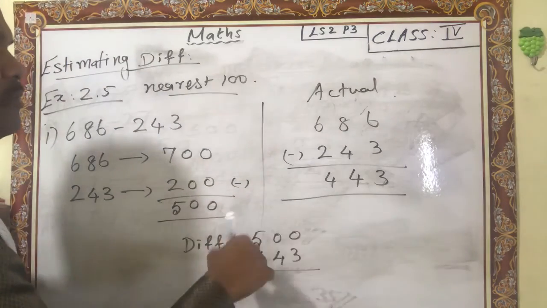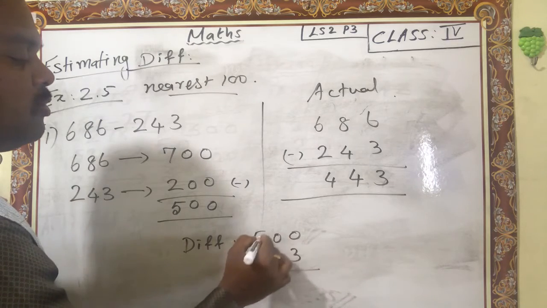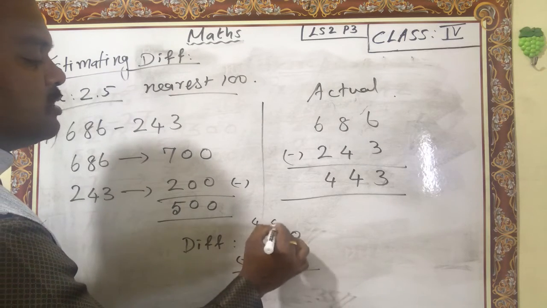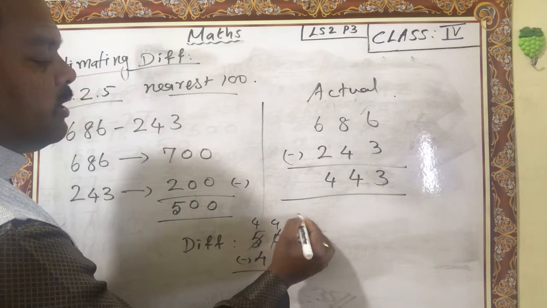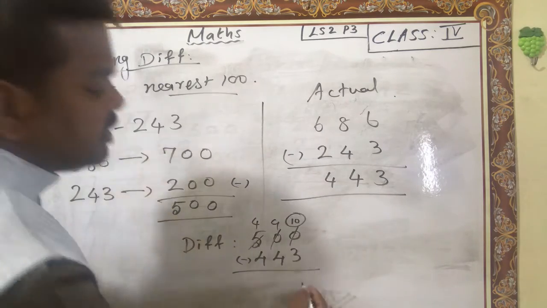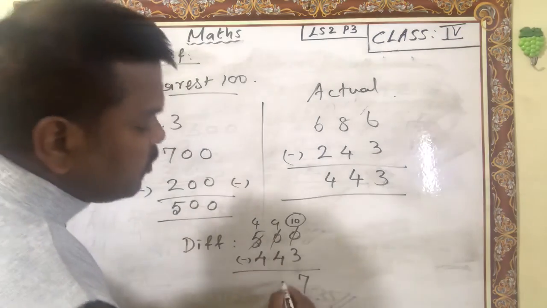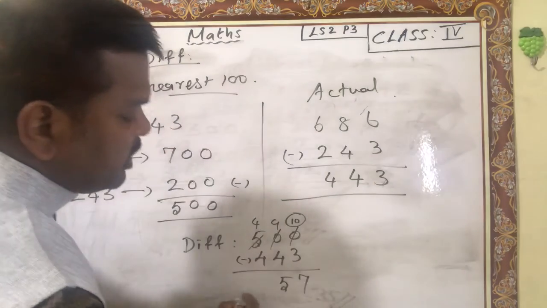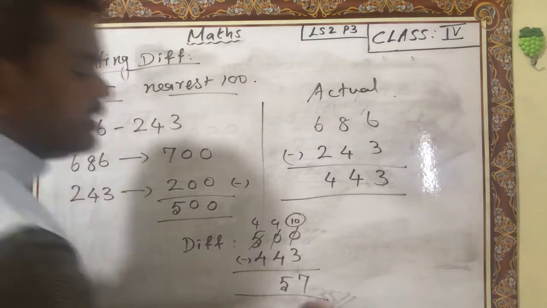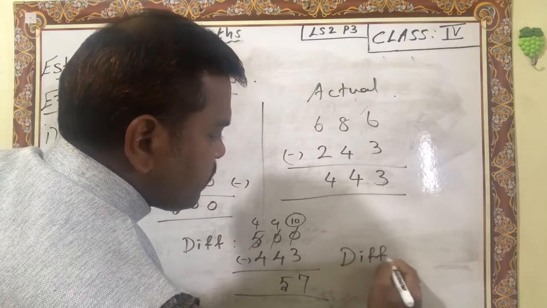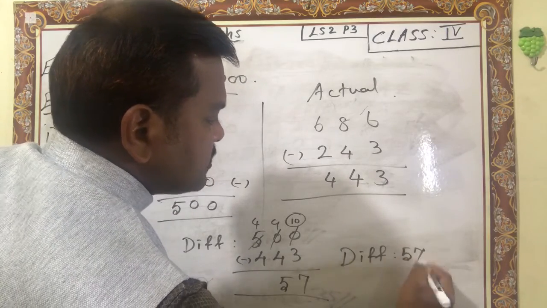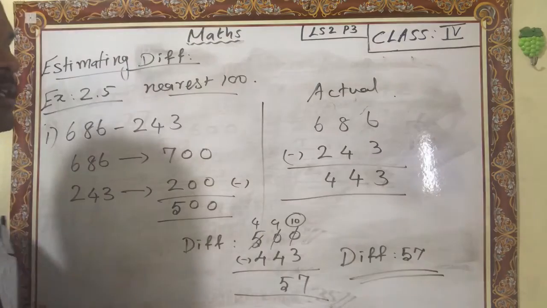0 minus 3, we can't. Borrow from the left side. Here 0 becomes 9, and this becomes 10. 10 minus 3 is 7. 9 minus 4 is 5. 4 minus 4, leave it, 0. So the difference is 57. Your answer is the difference.